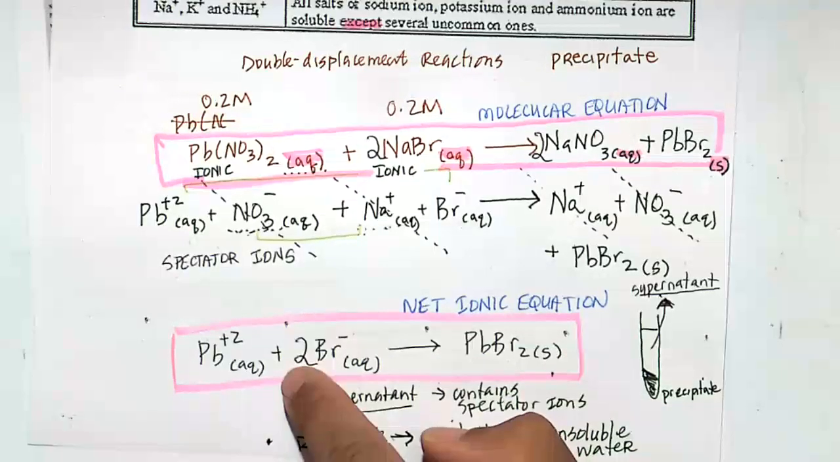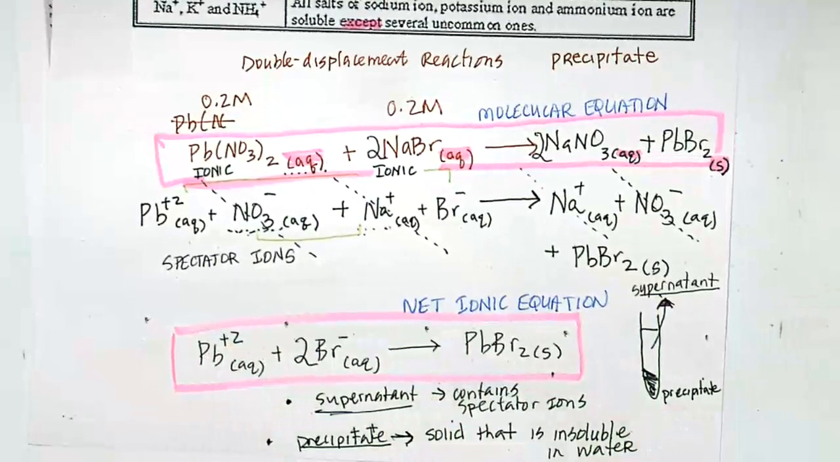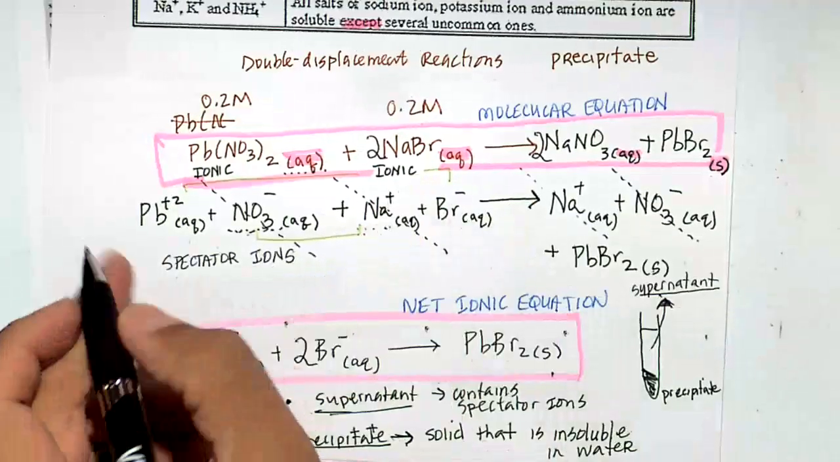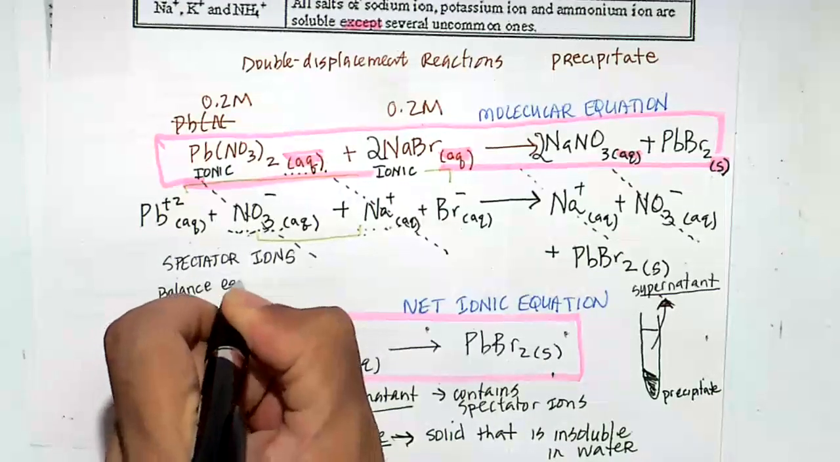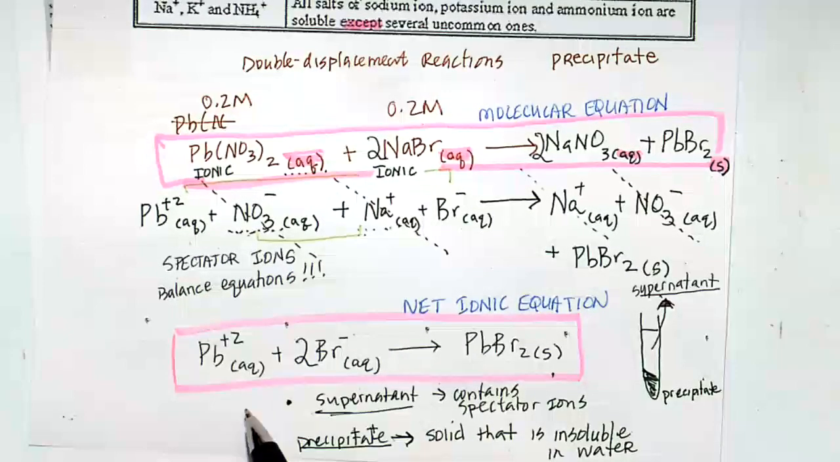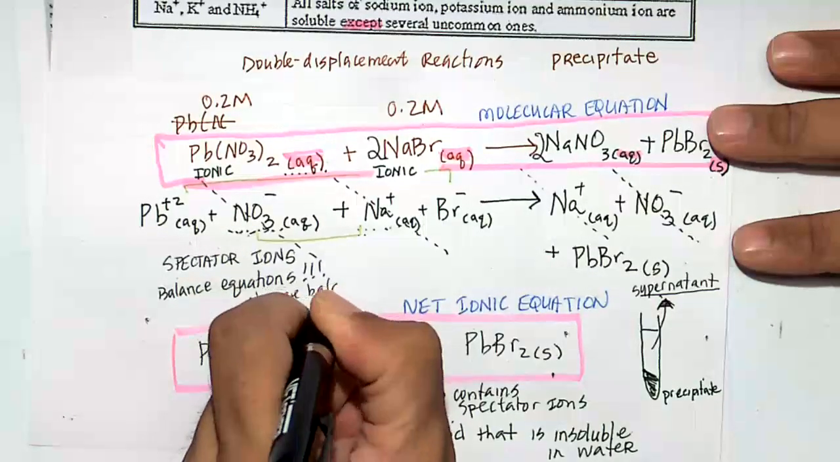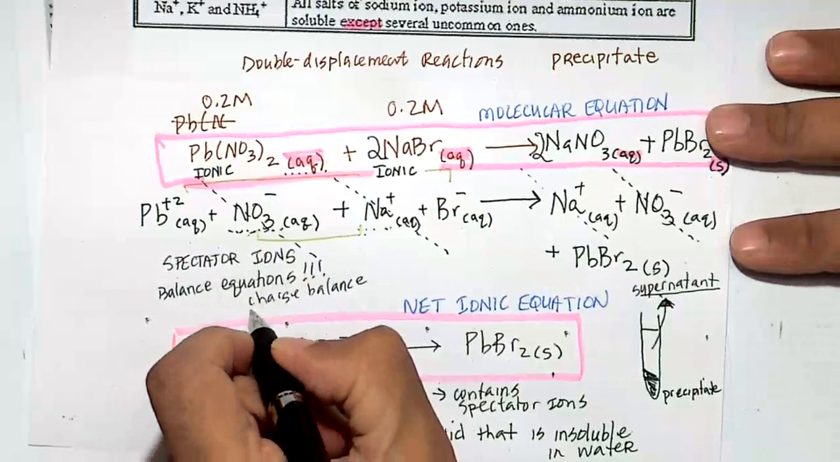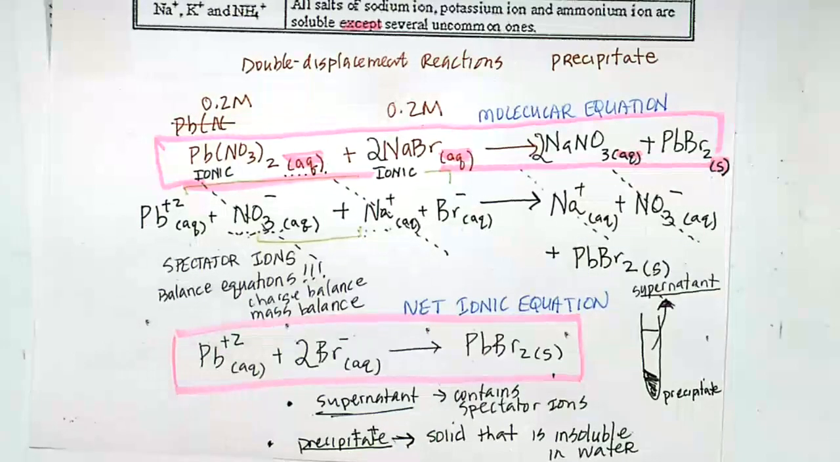There's no charge here. And this is -2, because you got 2 Br minus 2 plus 2. So it's mass balanced and charge balanced. In other words, always balance your equations. Like I said, this is mass balanced and charge balanced. So I'm going to write here charge balance and then mass balance.